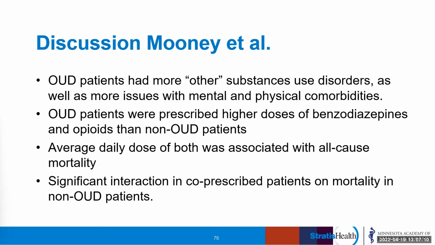Why? They ask for them. They feel like they need them. They have more symptoms. They have more mental health issues. And their average daily dose of both was associated with all-cause mortality. So whatever your average dose was, it was very much related to your death rate. So it's really that significant interaction in the co-prescribed patients that causes the mortality in these non-OUD patients. So keep that in mind. Again, we harp on this a lot about the opioids and overdose death, but clearly the higher the doses, the higher the risk.